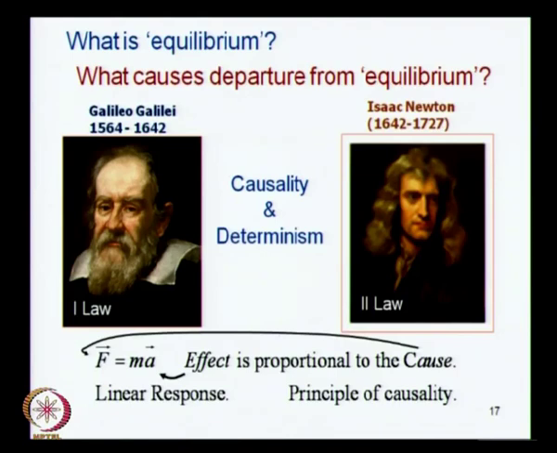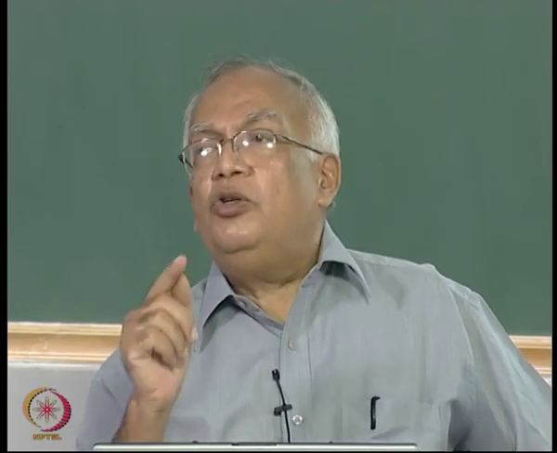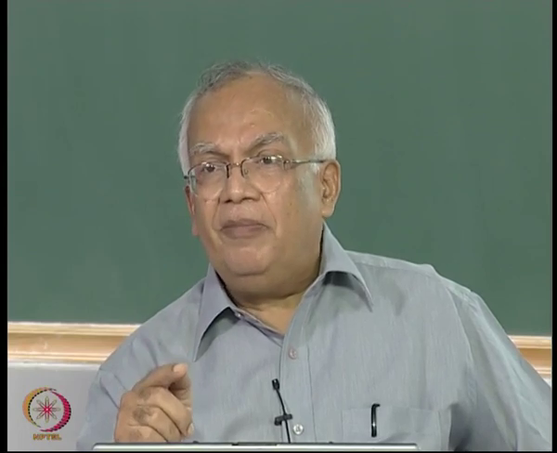What Newton contributed further beyond Galileo is the explanation of what it is that causes departure from equilibrium. So, Galileo explained what equilibrium is. Newton explained what it is that causes a departure from equilibrium. Galileo's discovery was that equilibrium is self-sustained. An object continues to be in its state of equilibrium as long as you do not disturb it.